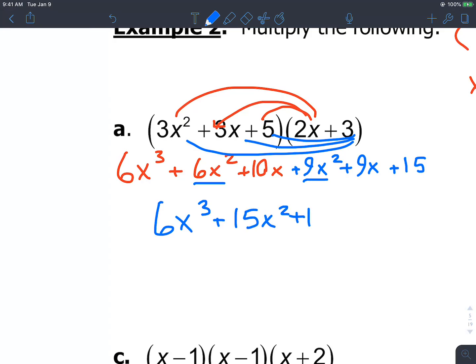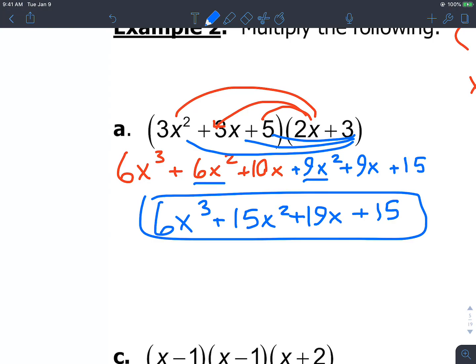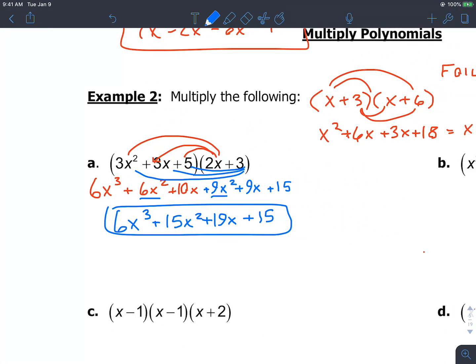And then you got 19x when you combine those up. And then the 15, you don't have any other terms like that. So it combines up into something with 4 terms. And that's how I approach those problems.